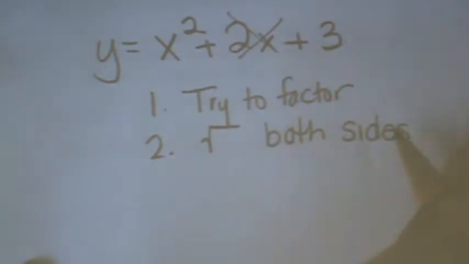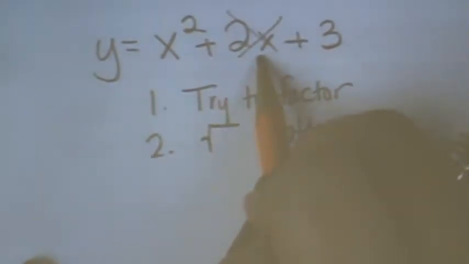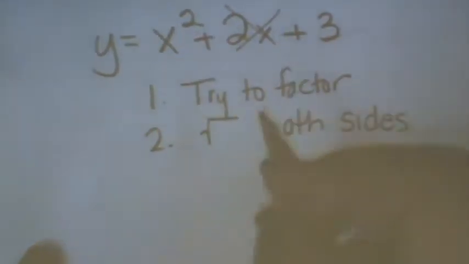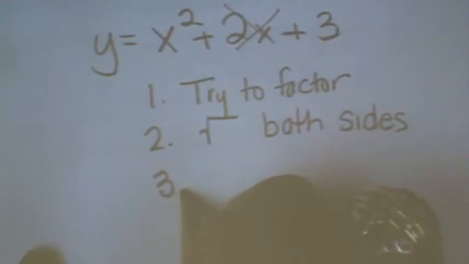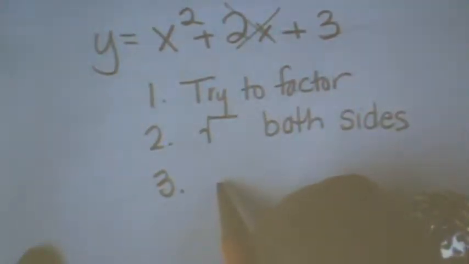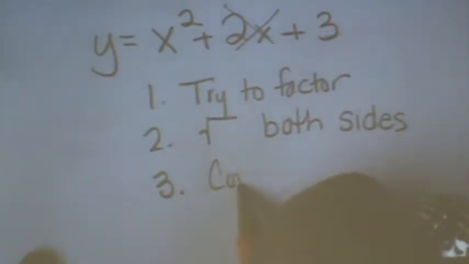Remember that? If it's a squared problem and doesn't have the middle term, we can set this equal to 0 and factor it by taking the square root of both sides. Number three, if the middle term is even, do you remember what we did in that one? We completed the square. I'm abbreviating, complete the square.